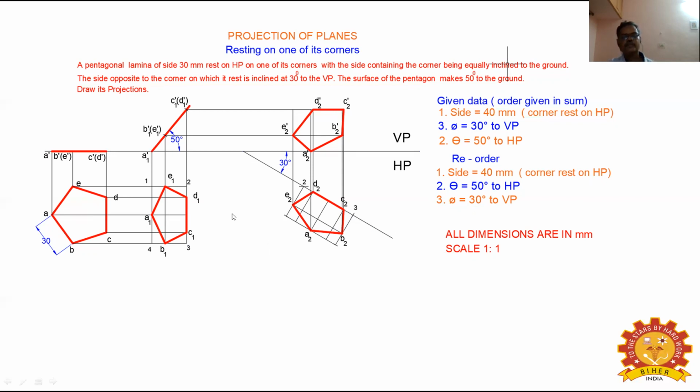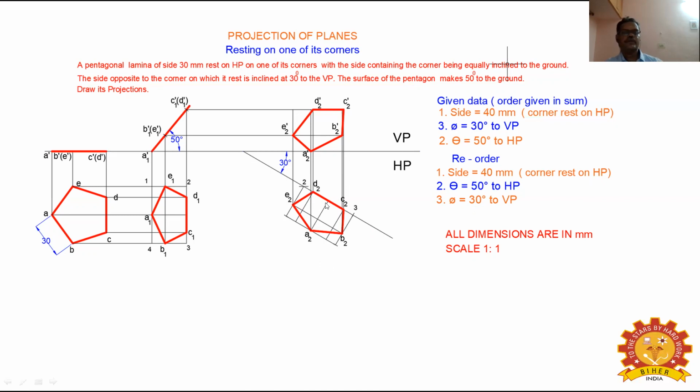Similarly, from 2 to 1, draw a perpendicular line. From 3 to 4, draw a perpendicular line. Mark as 2, 1, 4, 3. So we will get an outer box. Since E1 lies between 2 and 1, similarly here also between 2 and 1, the E2. We have to transfer this point to the inclined VP. Now between 3 and 4, the point is B2. Here also between 3 and 4, the point is B2.